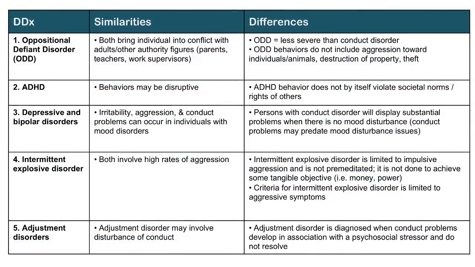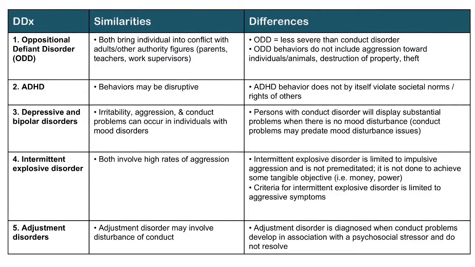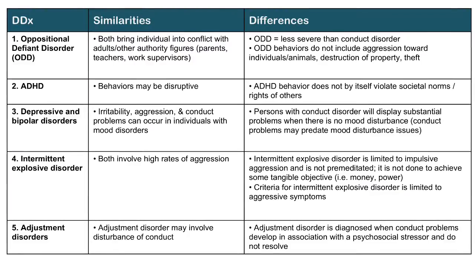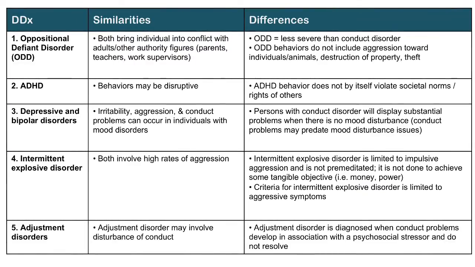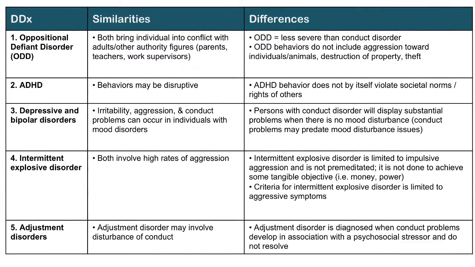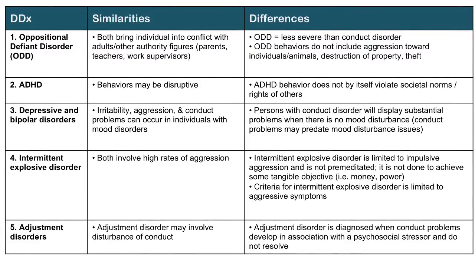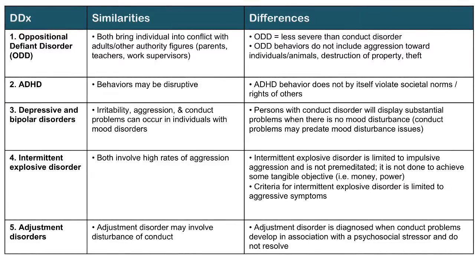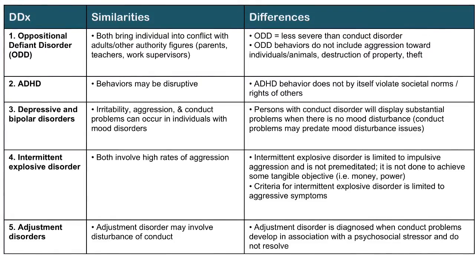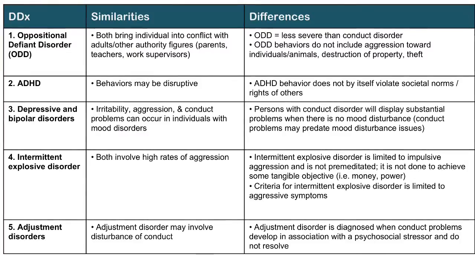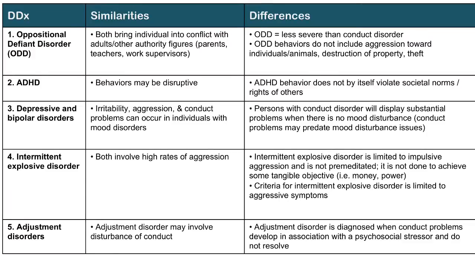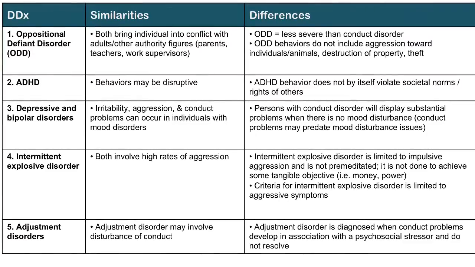When diagnosing an individual with a conduct disorder, it's important to rule out other conditions such as ODD, ADHD, mood disorder, intermittent explosive disorder, and adjustment disorders. As before, there are various similarities and differences between these conditions. Also to note, conduct disorder is similar to ODD in that they both involve conflict with figures of authority. However, ODD behavior is typically less severe than conduct disorder and does not include aggression towards people or animals, deliberate destruction of property, or a pattern of theft or deceit.